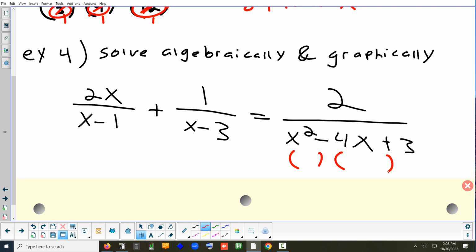When you factor this, what's the first term in each parenthesis? X. Yep, x. And you've got a minus in the middle and a positive at the end, which means minus, minus. And two numbers that multiply to give you 3: 1 and 3. Yeah, and that is how you factor it.